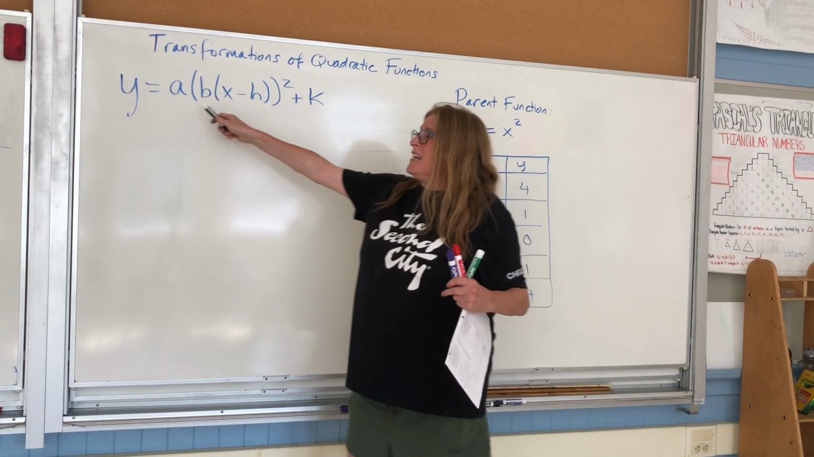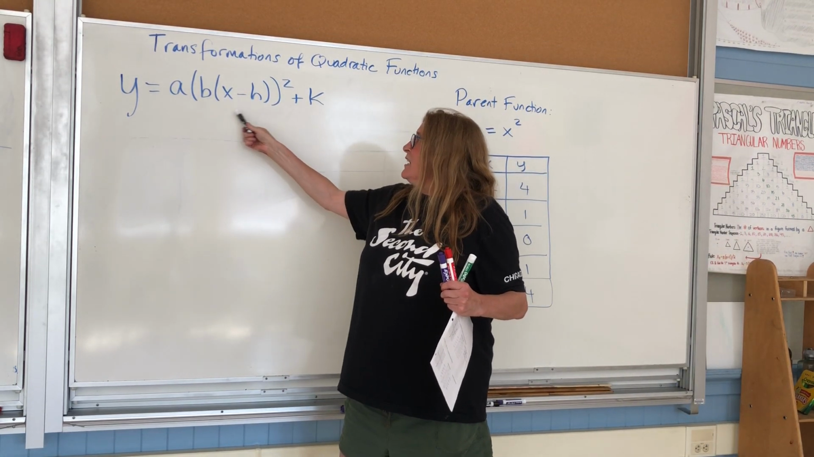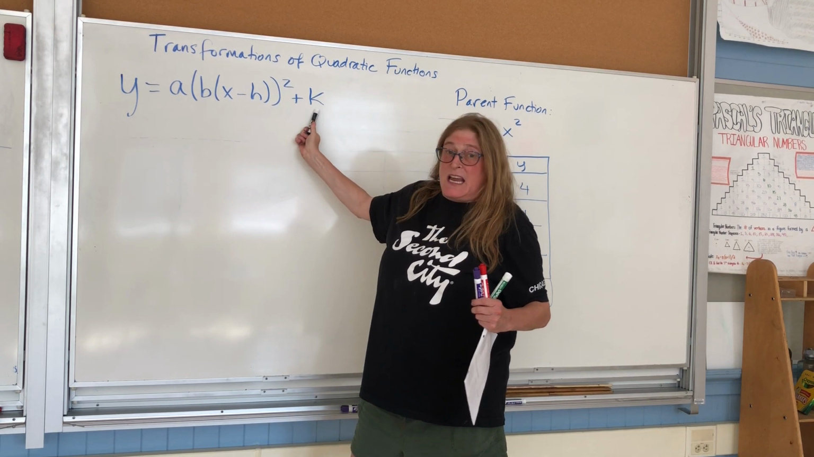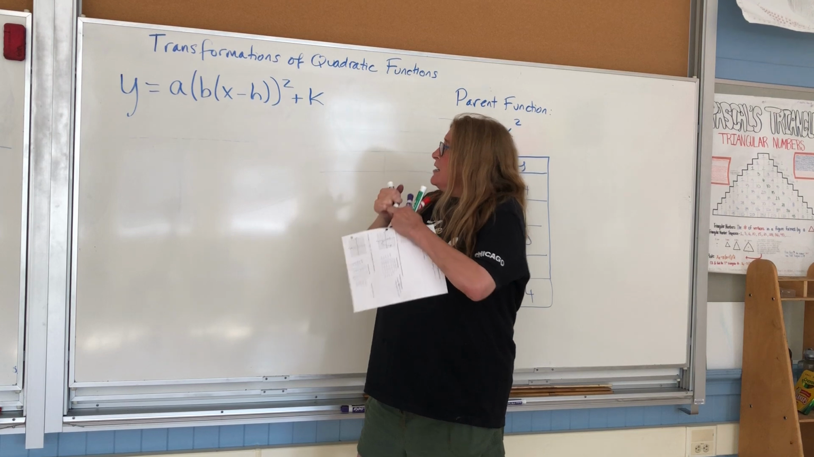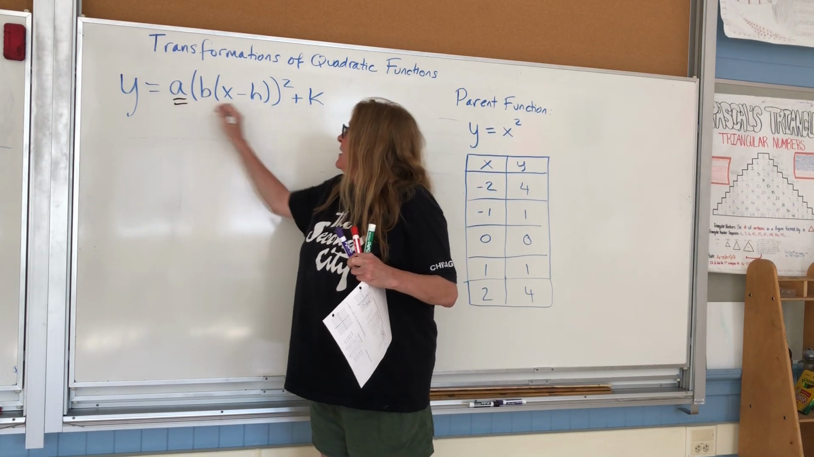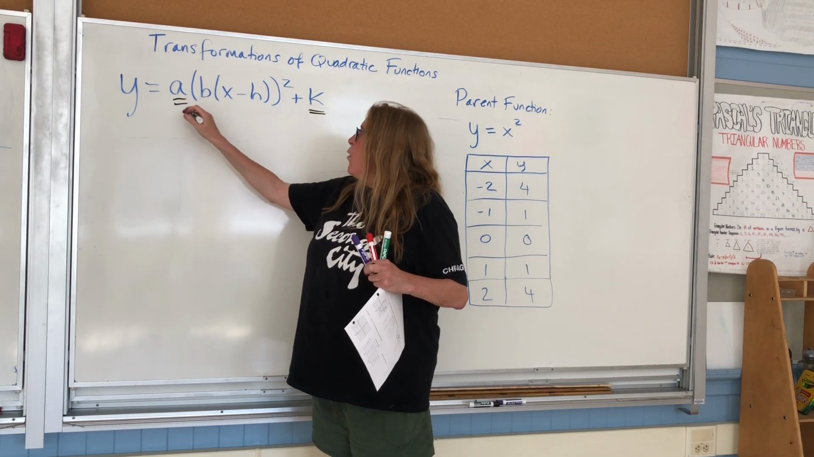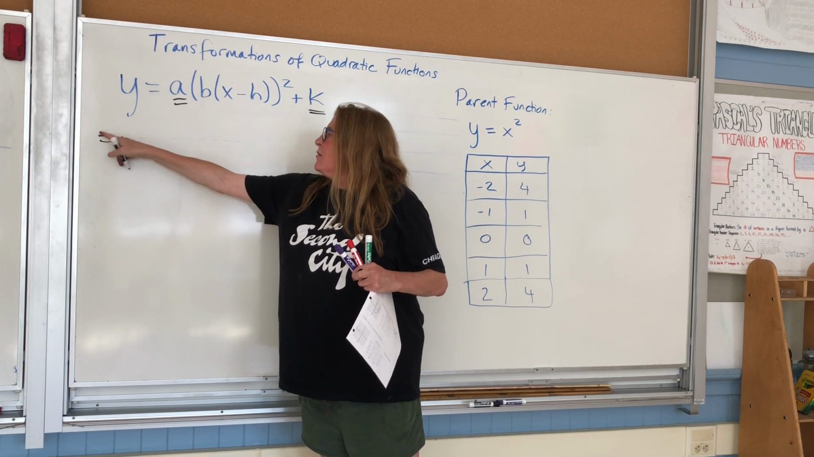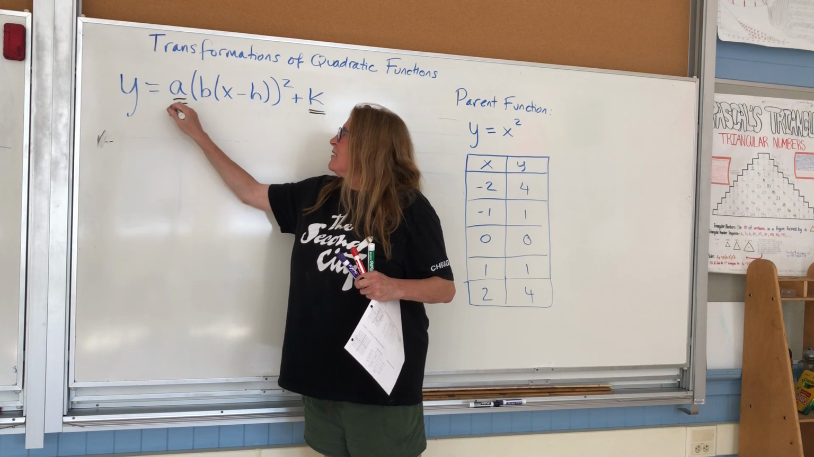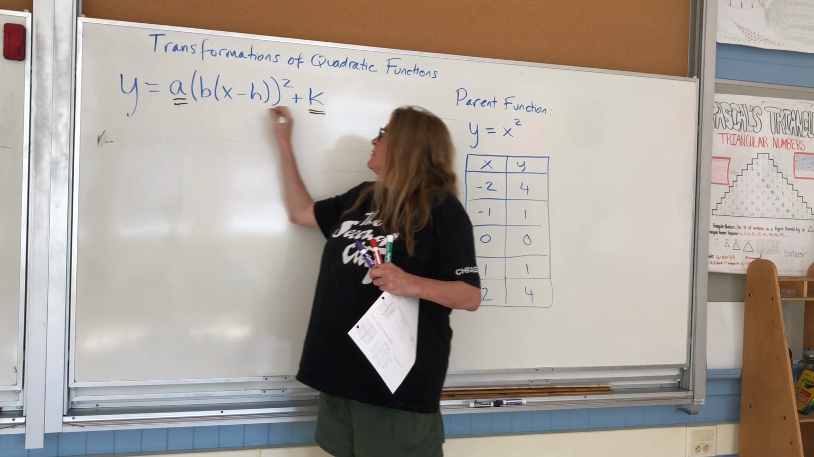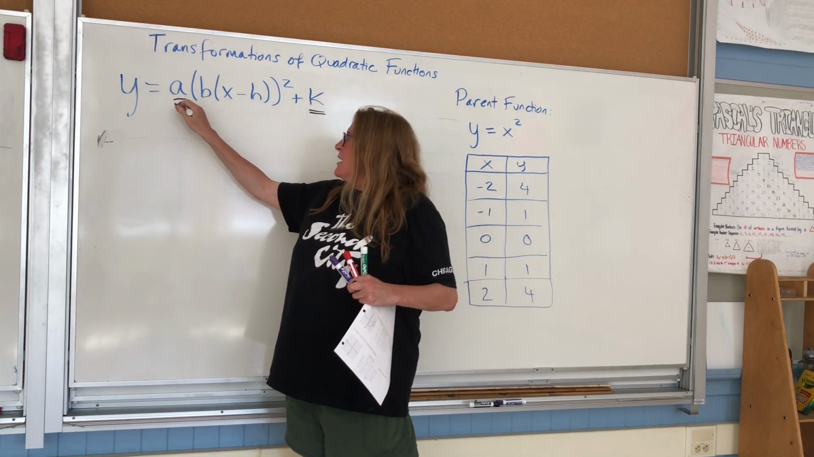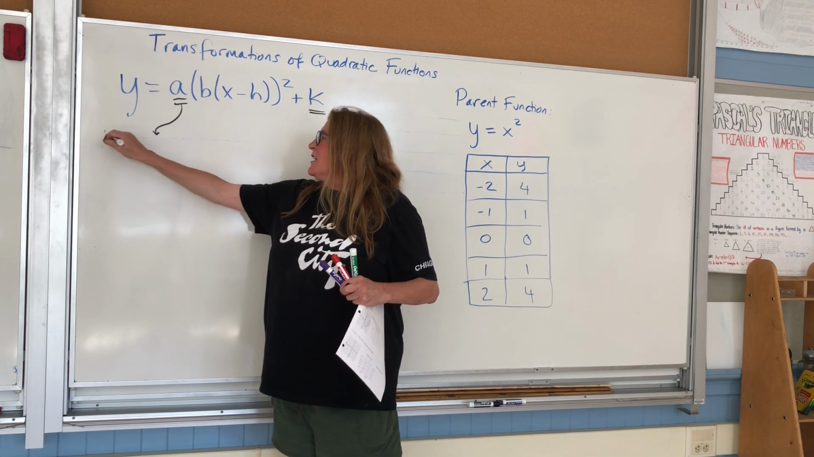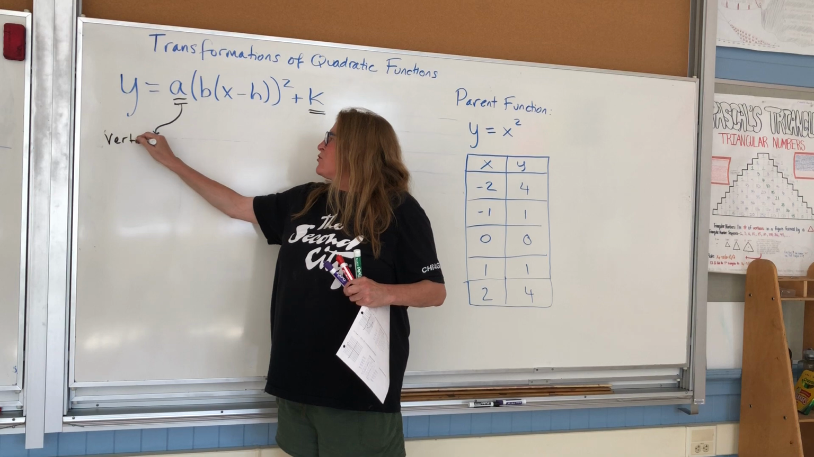Here, if we start putting extra stuff on it, an A in the front, a B inside, an H inside, or a K outside, I want to remind you guys that A and K affect the parent Y values. So anything in black here affects the Y value. So let's remind ourselves with A, if I have an A in front, that's going to give me either vertical stretch or compression.